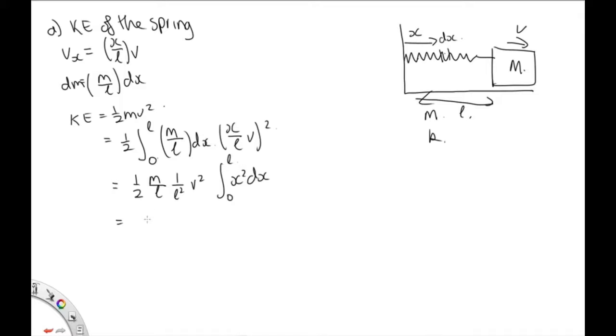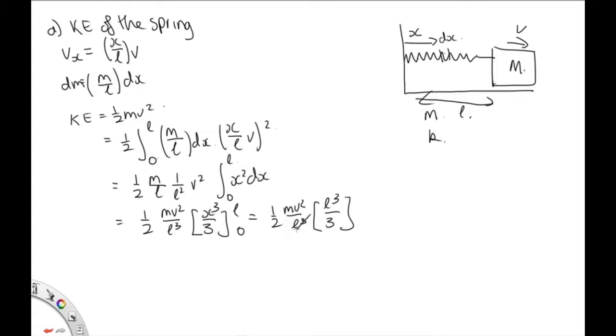So integrating that, we have a half mv squared over L cubed, and then when we integrate it, we get x cubed on 3 from 0 to L. So that's going to be a half mv squared on L cubed. Substituting in these numbers, we get L cubed on 3. The 0 disappears, and so those cancel out, and we have a sixth mv squared is the total kinetic energy of the spring. So that's the answer to part A.